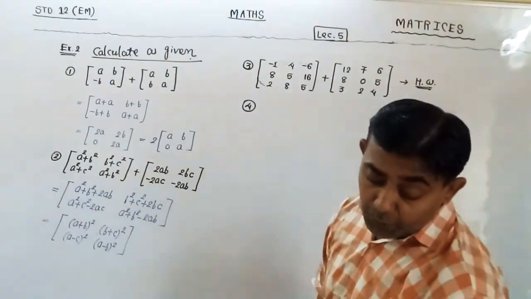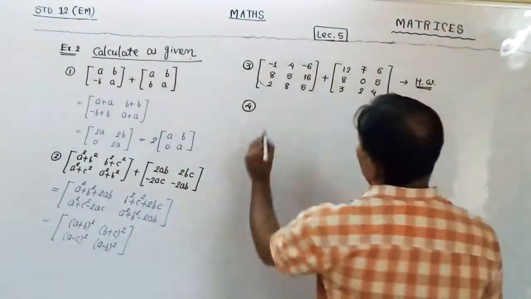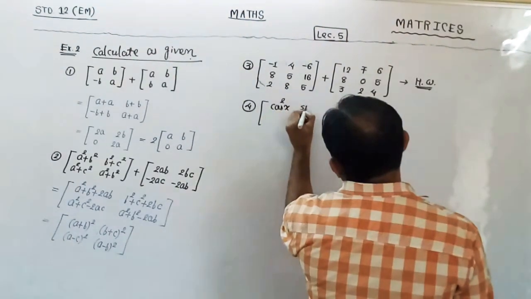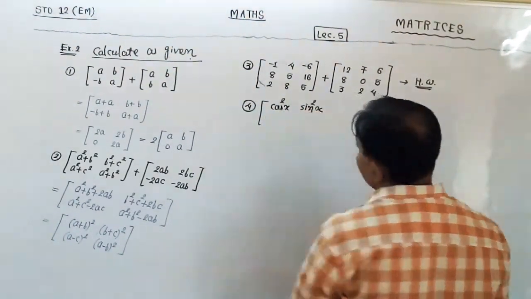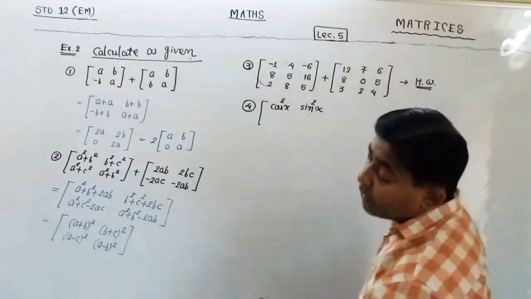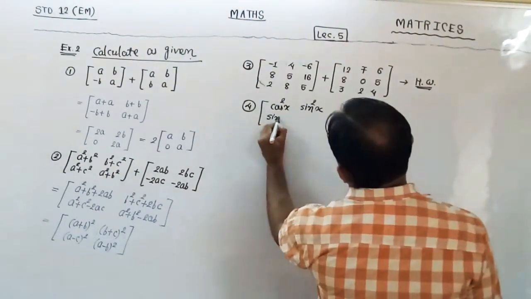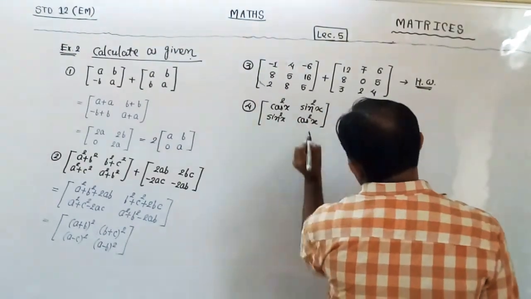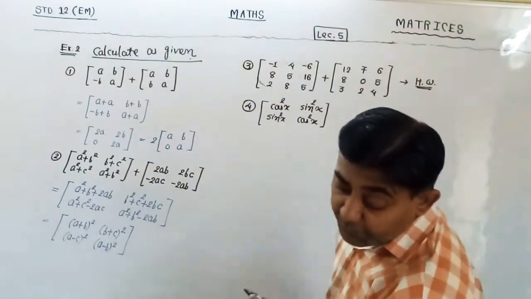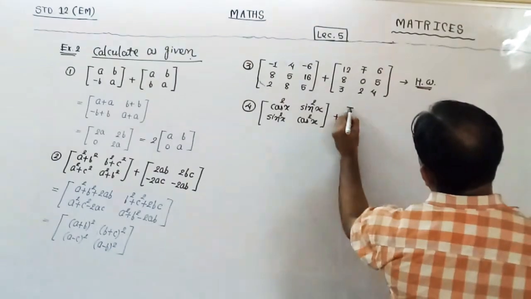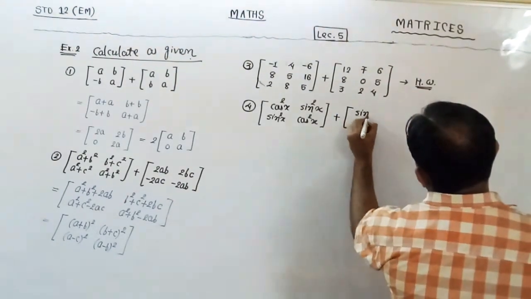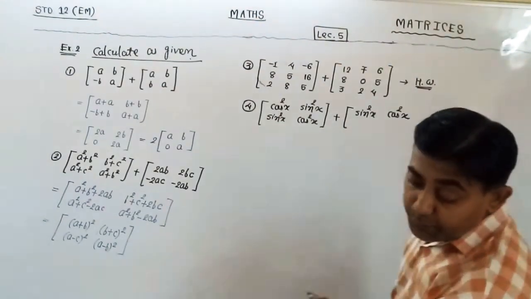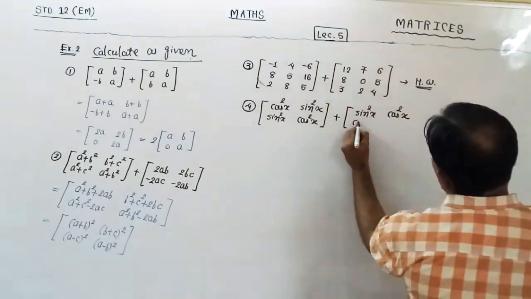Fourth example is also a similar one, but let us see the trigonometric terms, that are cos square x and sin square x. Cos square x, sin square x is there as first row. Second row is sin square x and cos square x. Then plus sin square x, cos square x as the first row, and cos square x, sin square x as second row.